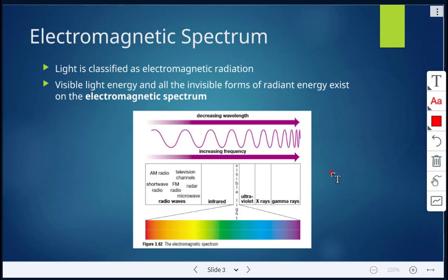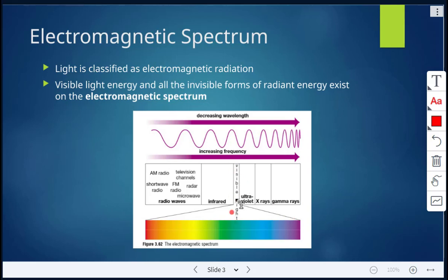All right, so what we'll notice here is as we move to the right, we see a decrease in wavelength, but an increase in frequency. So notice that the waves are much closer together. All right, so that's an increase in frequency. So on the left-hand side of visible light, we will see the infrared, the microwave, the radio waves. On the right-hand side, we see the UV, the ultraviolet, the X-rays, and the gamma rays.